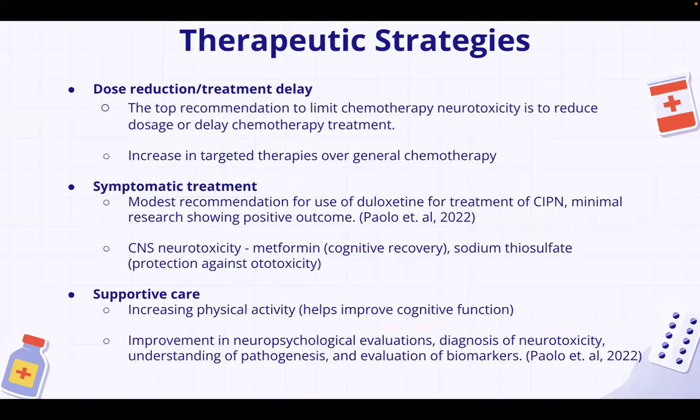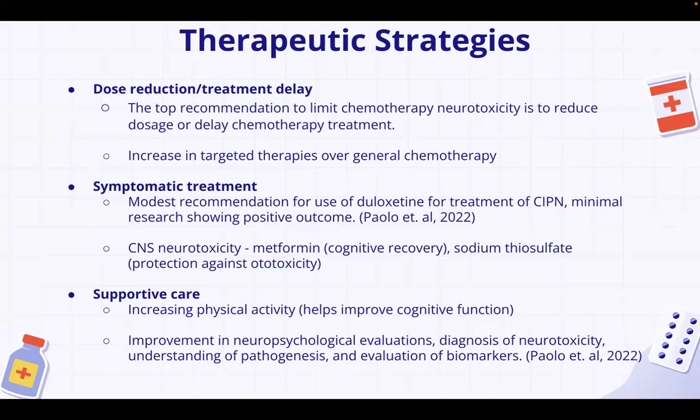But the top recommendation to limit chemotherapy neurotoxicity is to reduce dosage or delay the treatment. There's also a suggestion to increase targeted therapies over general chemotherapy. So actually pinpointing what exact type of cancer an individual has and the molecular mechanisms, and crafting targeted therapies to treat it. There's also symptomatic treatment, which is useful for after the neurotoxicity has already manifested and shown symptoms in an individual.